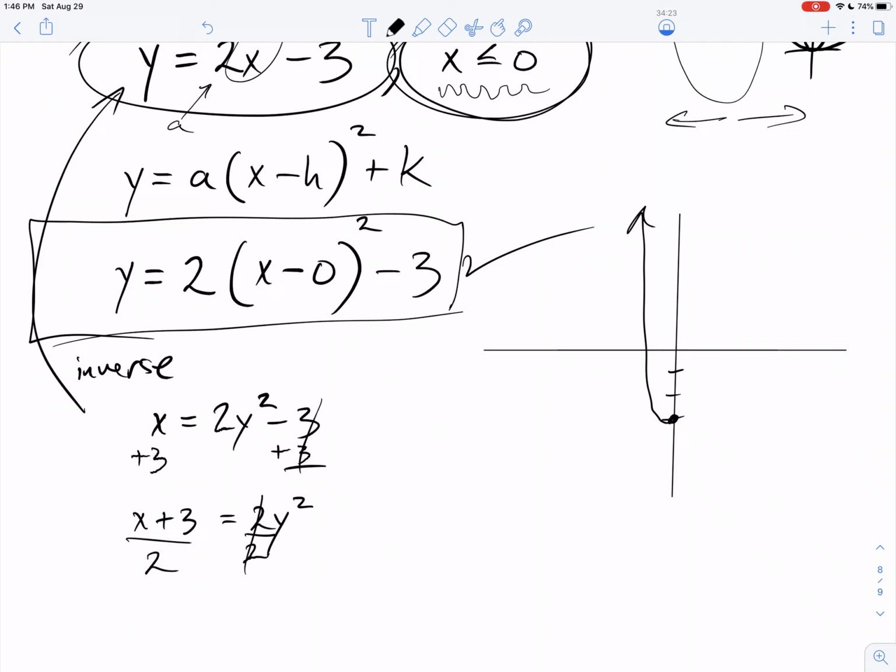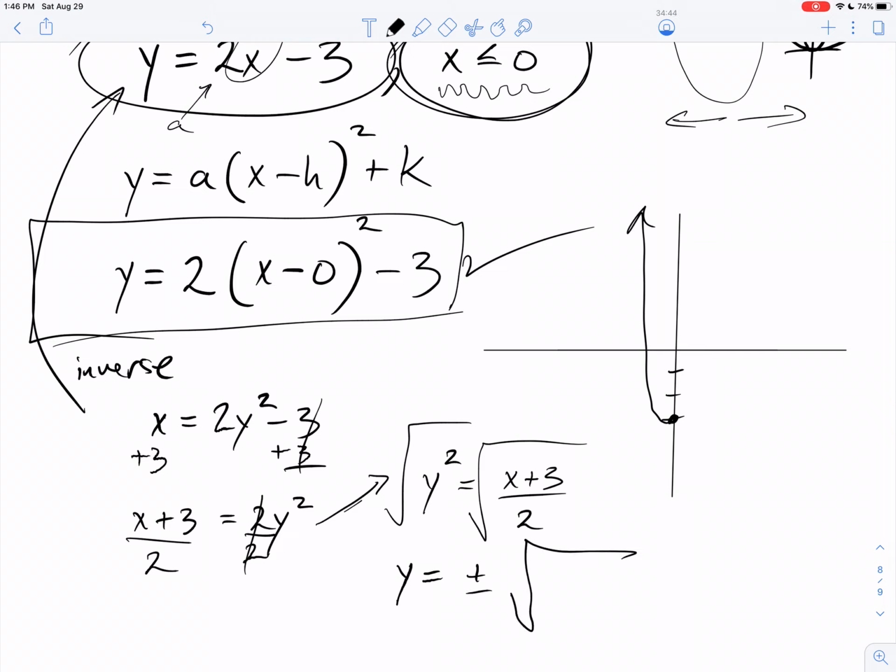And I end up with, I'm running out of room, so I'm going to move my work up here. I have a y squared all by itself now. What's it equal on the other side? It equals x plus 3 divided by 2. So I'm going to cheerlead. Root. I will then have y equals plus or minus square root of all this stuff.